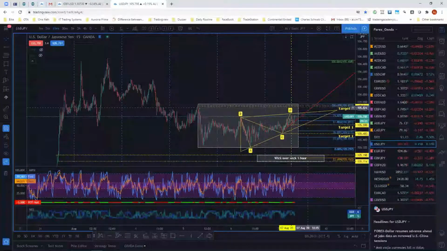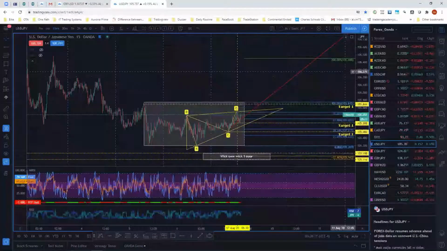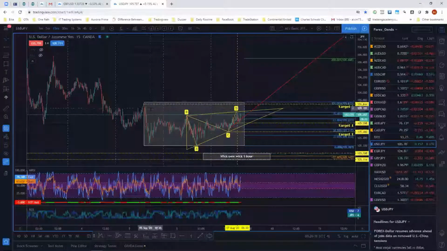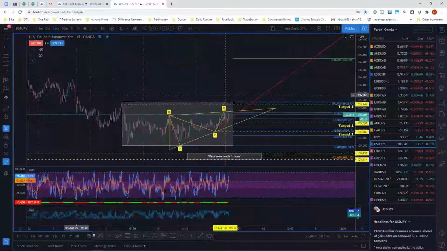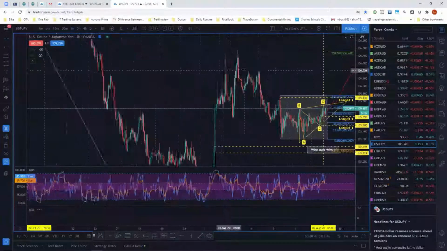But this is the area. As long as it's inside this area, I would not be interested. I'd be waiting for it to break out and then give me some sort of a trending direction. But if it does break, this would be the next area that it'd be looking at, if I put it on a 1-hour chart. Spread this out a little bit.